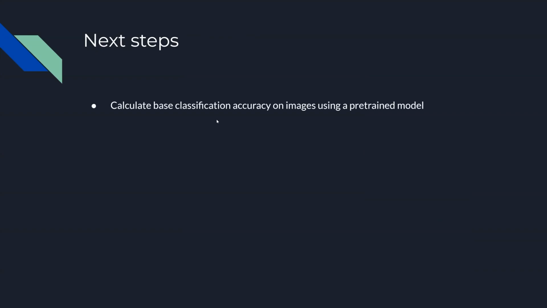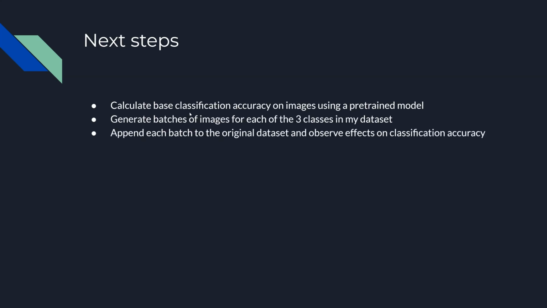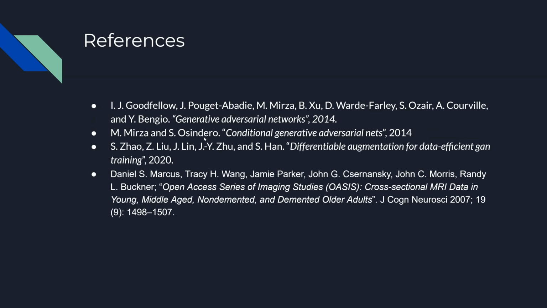So now that the task of constructing a C-GAN and generating images with it are done, the last things I have to do for my project are I need to calculate base classification accuracies on my MRI data set. I need to generate batches for classes, and I need to do the observation of the effects of those classes on classification accuracy. And those are my references.